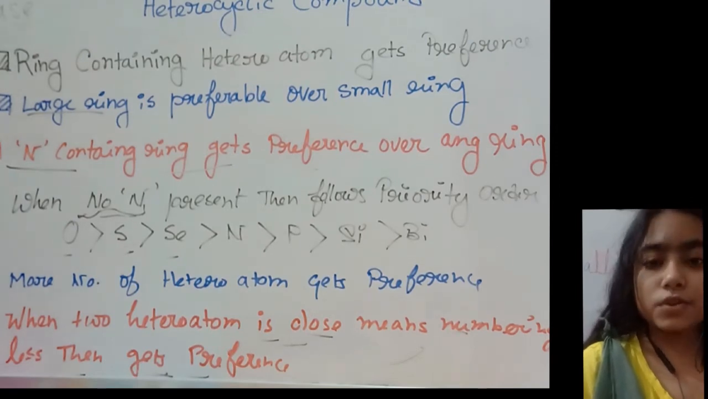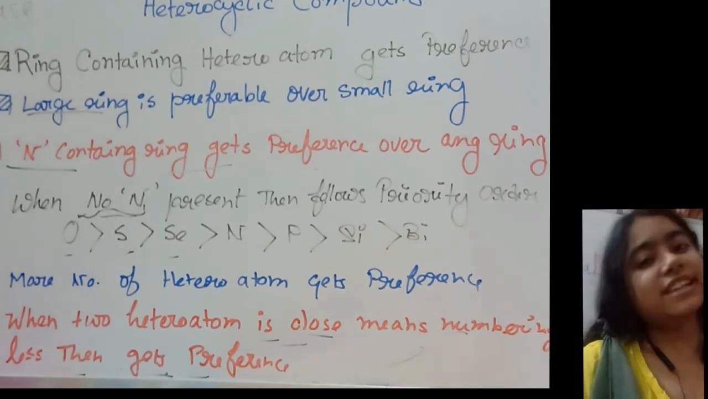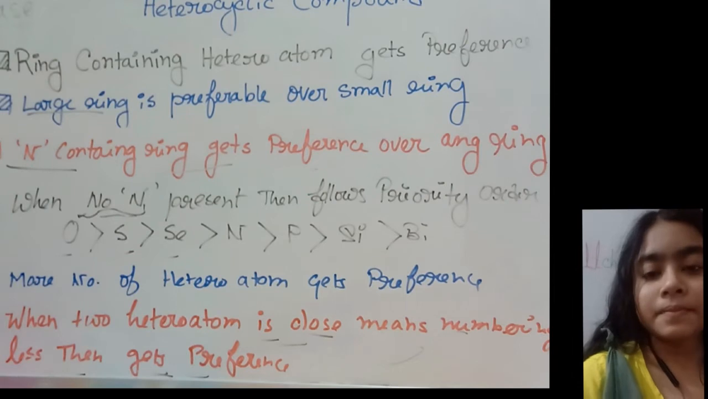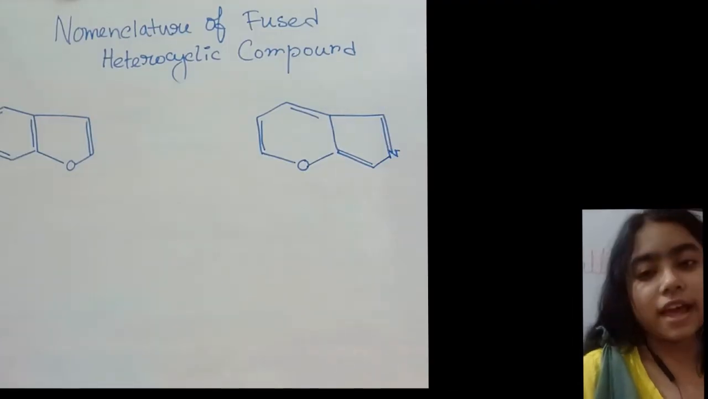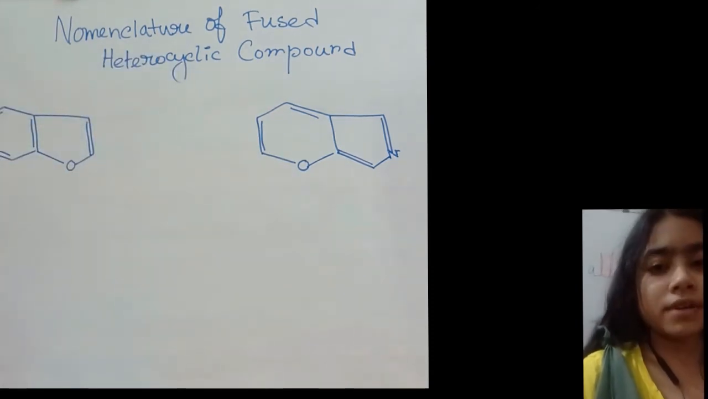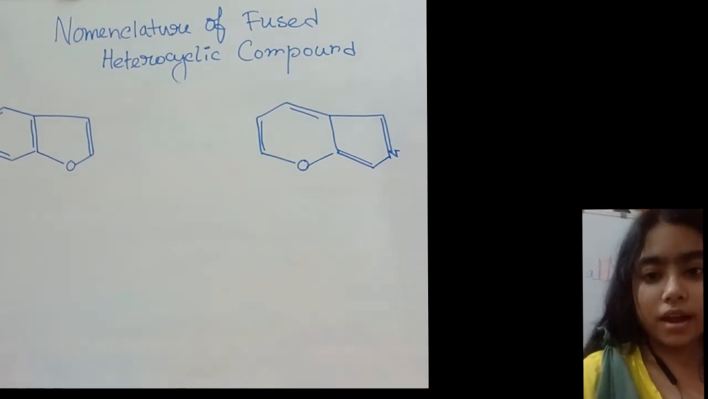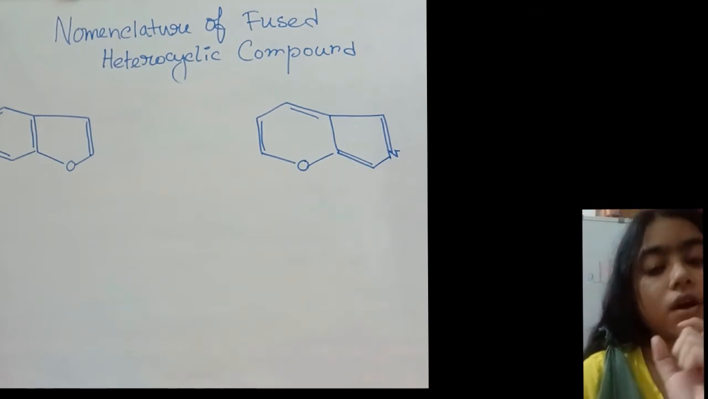To see the applicability of these rules, we have to go through some examples. So let's go for some examples. We have two examples here, one is this, another is this. Our first rule was, we will take the ring which has the heteroatom as the base component, and we will put letters on that base component.